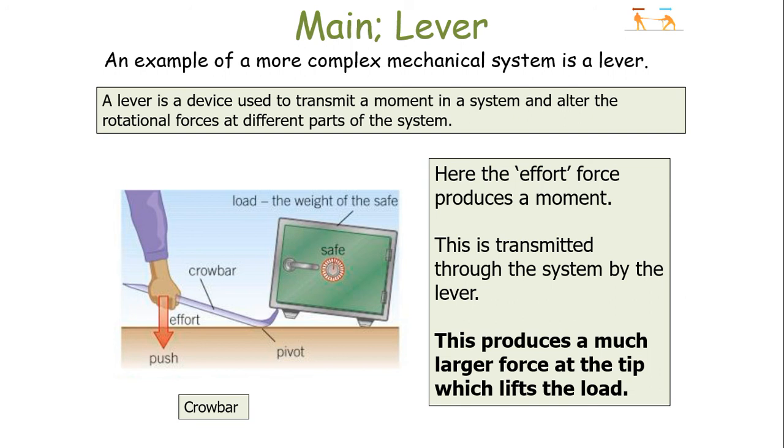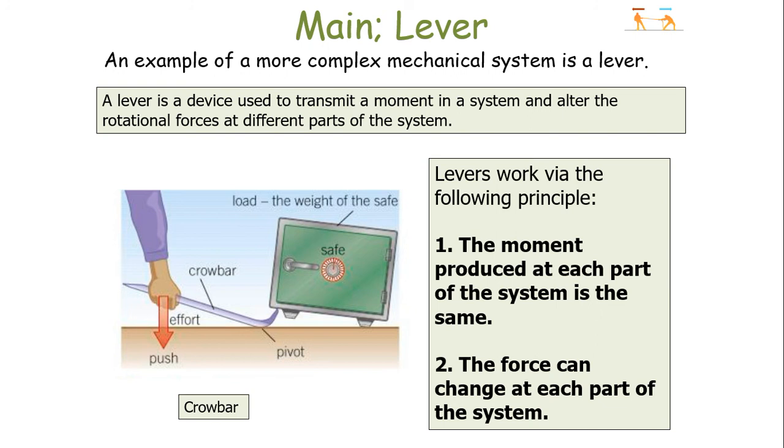Now what will happen is, in this particular lever system, a human puts an effort force in, and then a much larger force is exerted by the lever to carry out the job that's required, which is useful because it allows humans to put in quite a low force, but get a high force out, allowing the human to do something that they couldn't ordinarily do. So levers work on the following principle: the moment produced at all parts of the lever is the same, but the force can change at different parts of the lever.